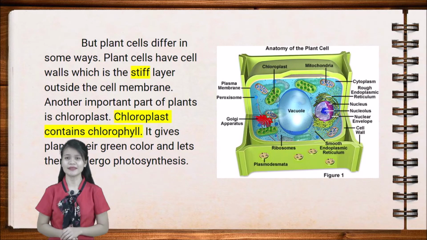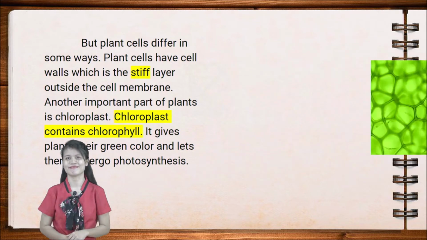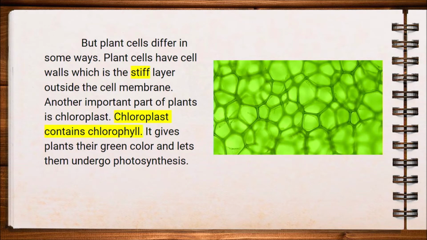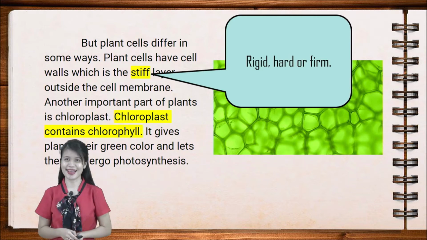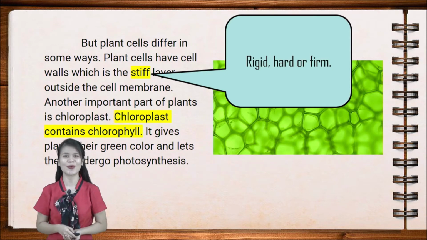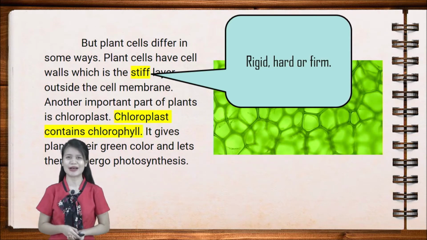When we say stiff, okay, that is rigid, hard, or firm. Yep, that is chloroplast. That's why the plant is green. Again, stiff, rigid, hard, or firm. Always remember that. Teacher, do we need to highlight again? Yes, of course. That is what students do, right? To remember all the important information so that you will have knowledge.